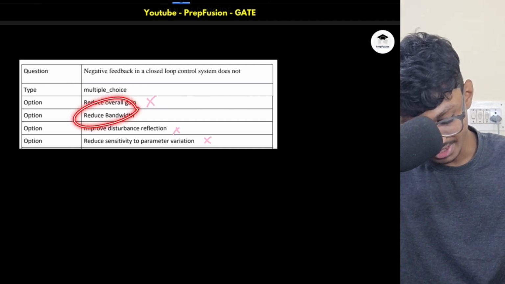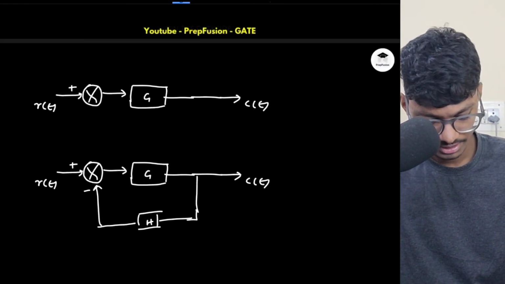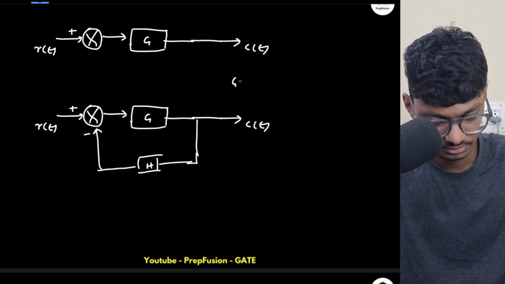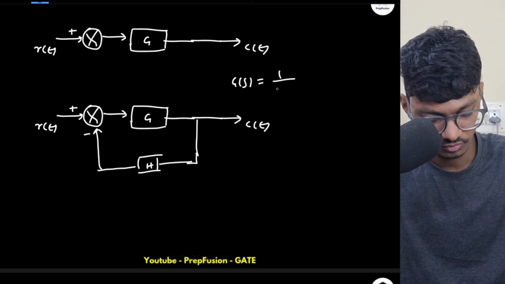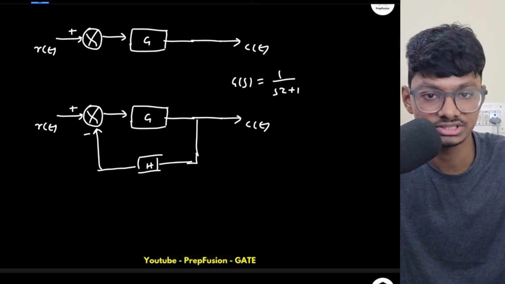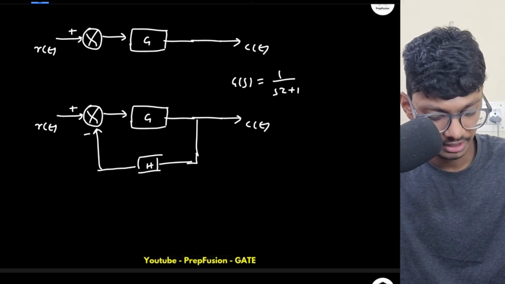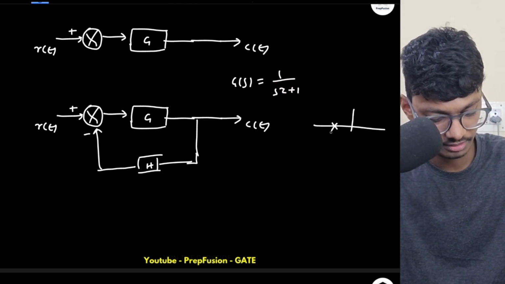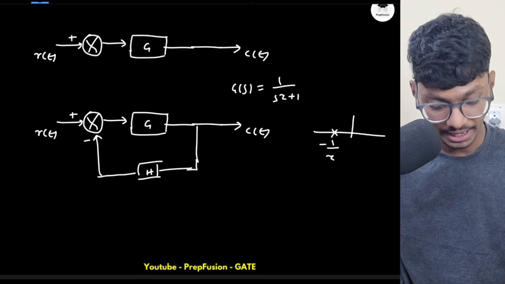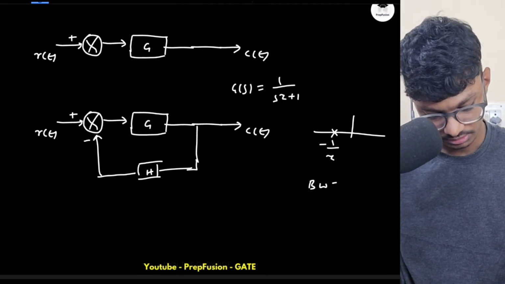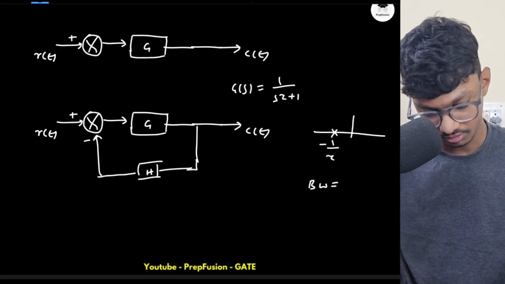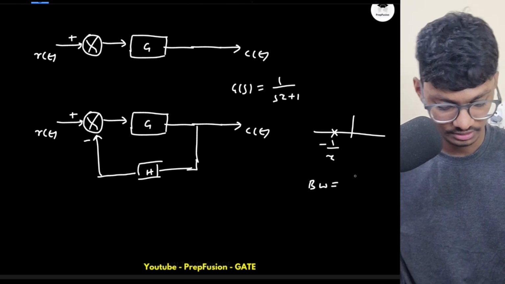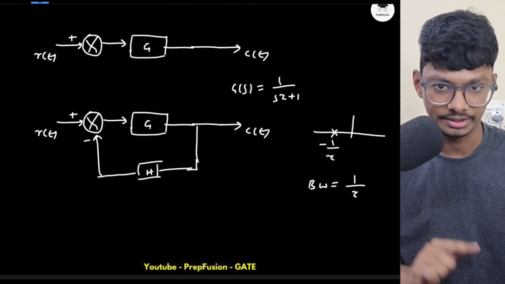Now, does it reduce the bandwidth? Let me take an example. Here, my G of s is 1 by s tau plus 1. What is the bandwidth? Bandwidth is simply 1 by tau, because the pole is at minus 1 by tau. Bandwidth is basically the inverse of the time constant, or simply the pole. For a first order system, it is the pole itself. So it will be the magnitude of the pole, that is 1 by tau.